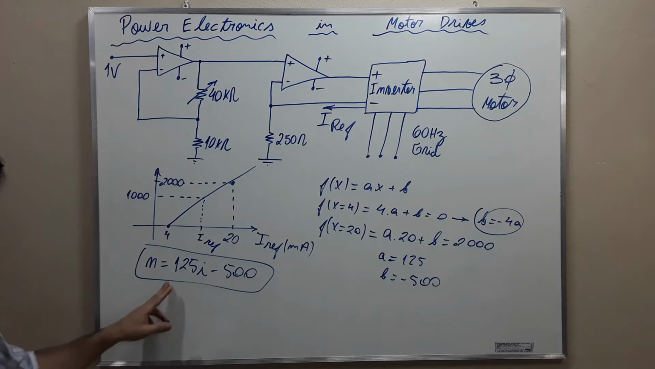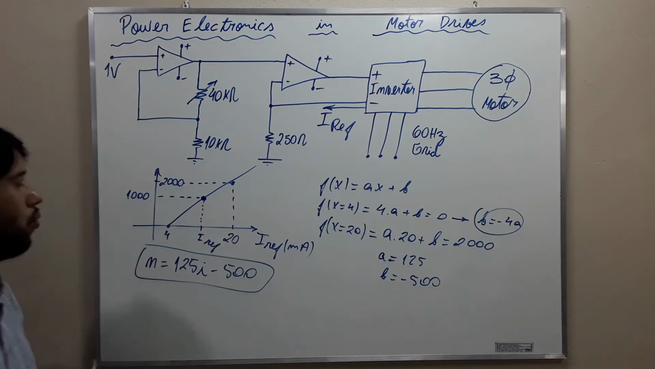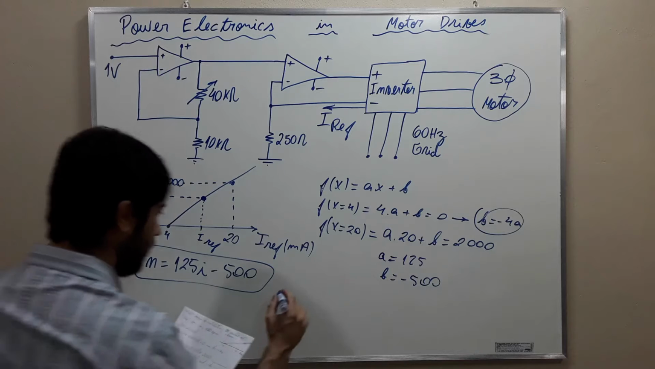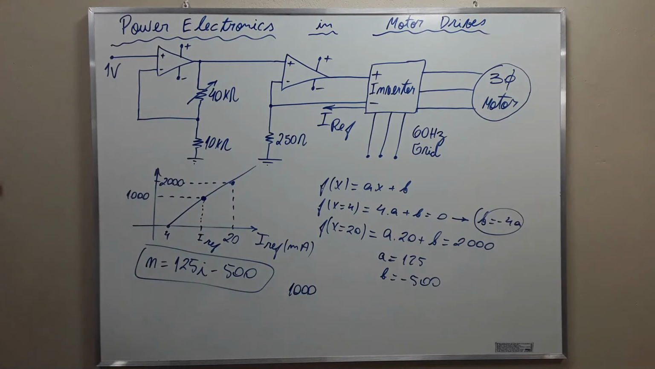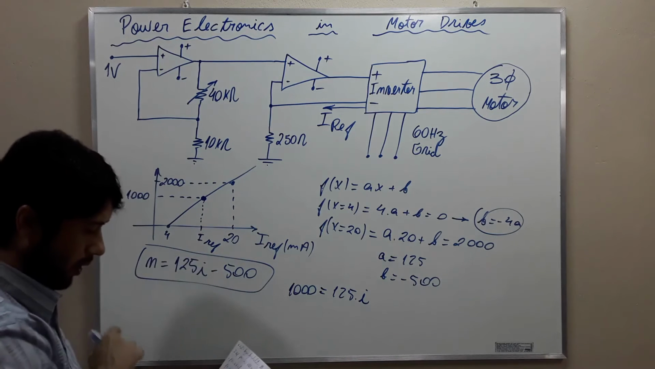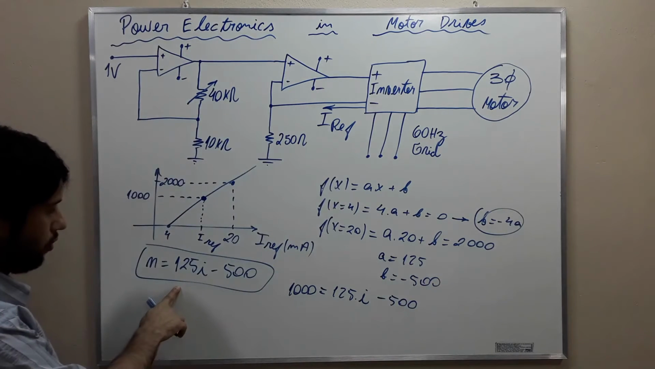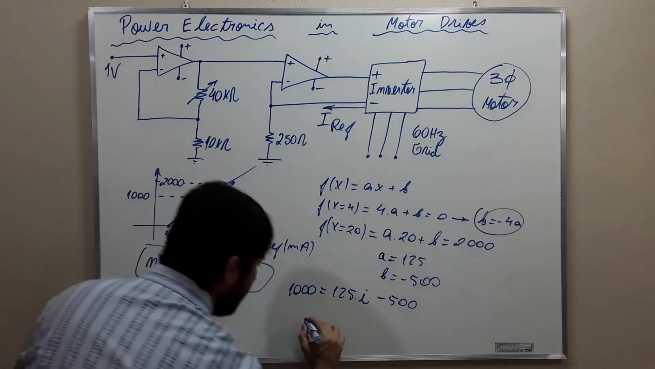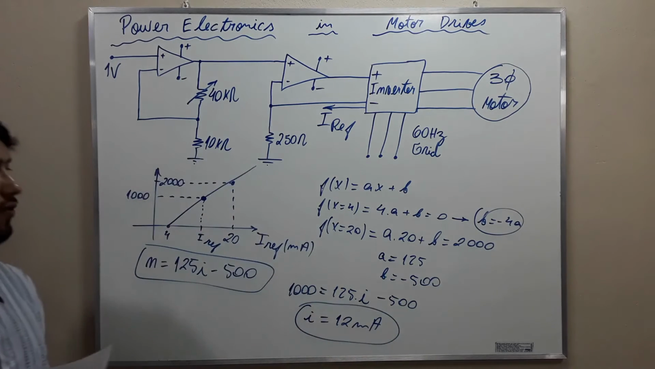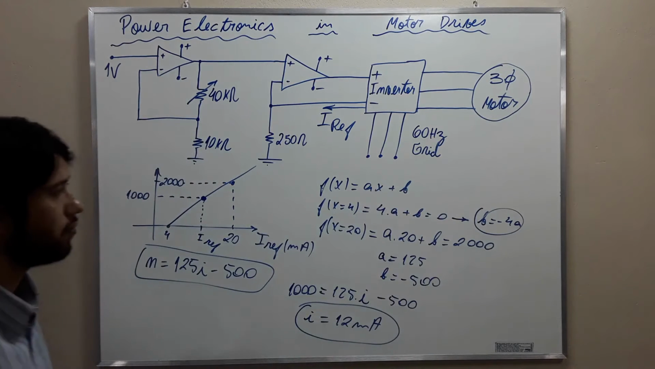With this at hand, we can calculate the current for this point here. This is what the exercise wishes us to calculate. We get that 1000 RPM equals 125 times I, the current that we need. We don't yet know it, but we're going to calculate it, minus 500. We simply use this equation, and ultimately we get that the current that we're looking for is 12 milliamperes. So this is the current that is going to set the motor to rotate at 1000 RPM.